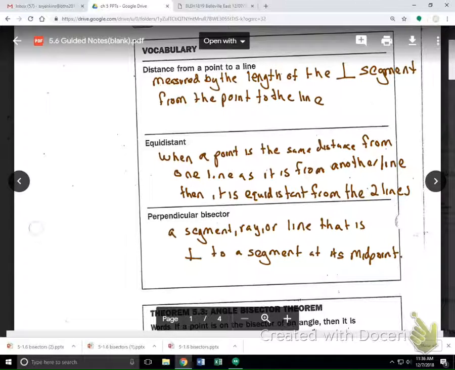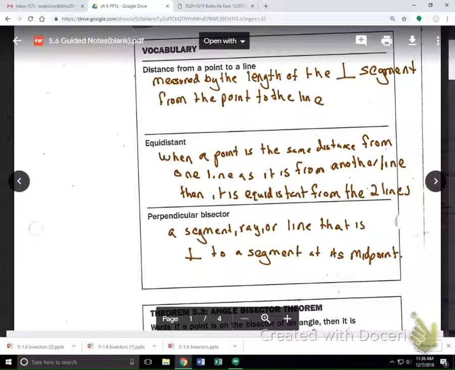Our next one is equidistant. My last class struggled thinking this was actually equal distance. It's equidistant. When a point is the same distance from one line as it is from another line, then it is equidistant from the 2 lines. So when they're the same amount from the point, that is equidistant.